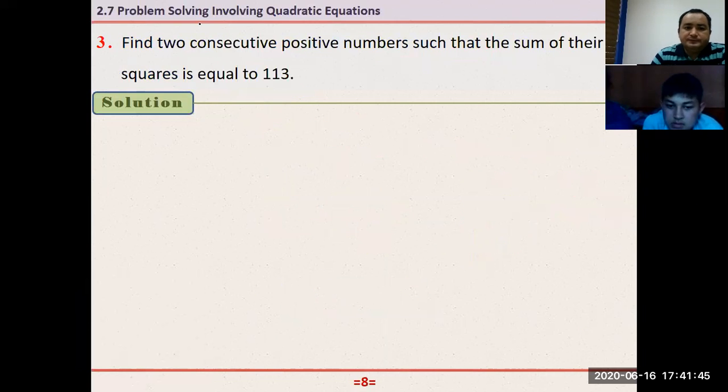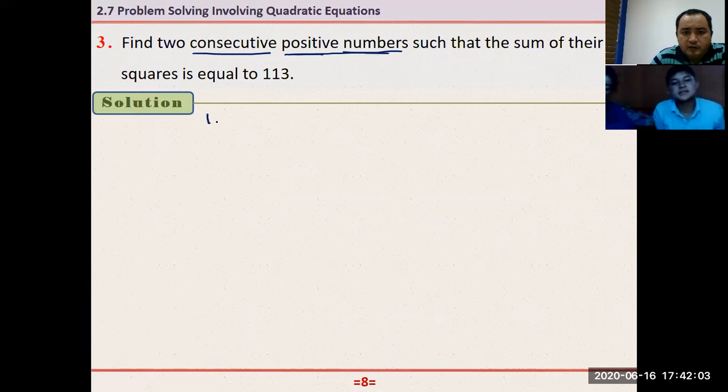Next example. Find 2 consecutive positive numbers. But here it says consecutive positive numbers. It is not odd numbers. It is not even numbers. So what are these positive numbers? Actually, they are 1, 2, 3, 4, 5. These are consecutive numbers. I mean, positive numbers.